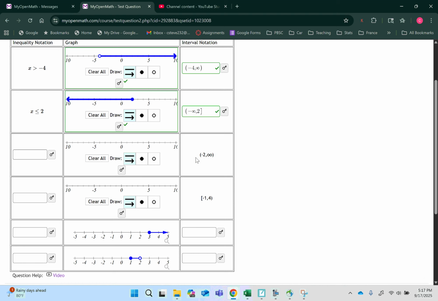So I've got soft brackets on each side. On the right, I've got infinity. On the left, I've got -2. All right, so let's begin. I'll go ahead and start with the open circle at -2. Then I'm going to use my graphing tool to draw a line going all the way to the right. Submit that.